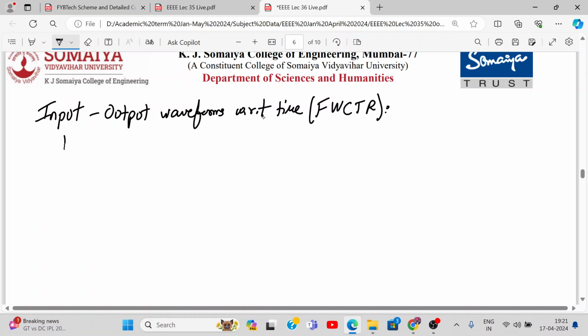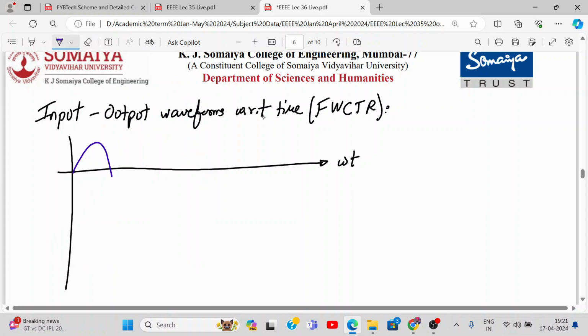So let's first draw the input secondary voltage. This is omega t. Let me start with the color blue. Let's call this Vi by 2, right? And this is Vm and this is minus Vm, correct? This is pi, this is 2 pi, this is 3 pi.